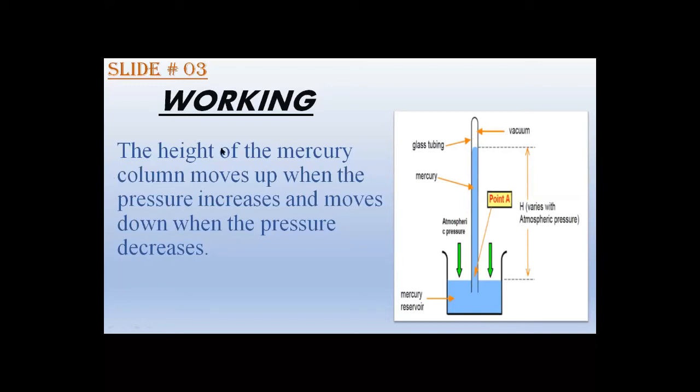So we can say that the height of the mercury column moves up when the pressure increases, and when it moves down, it means the pressure of the air has decreased. For the simple barometer, we use mercury. Students, we use mercury in a barometer because it's more convenient than using water. We can also use water here, but there's a difference.